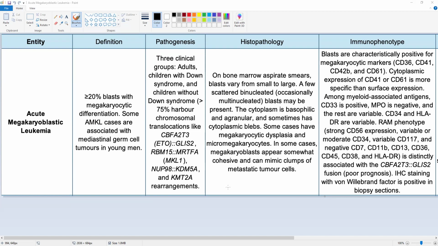Some cases have megakaryocytic dysplasia and micromegakaryocytes. However, these micromegakaryocytes should not be counted as blasts at all. And in some cases, megakaryoblasts appear somewhat cohesive and can mimic clumps of metastatic tumor cells, so just be careful.